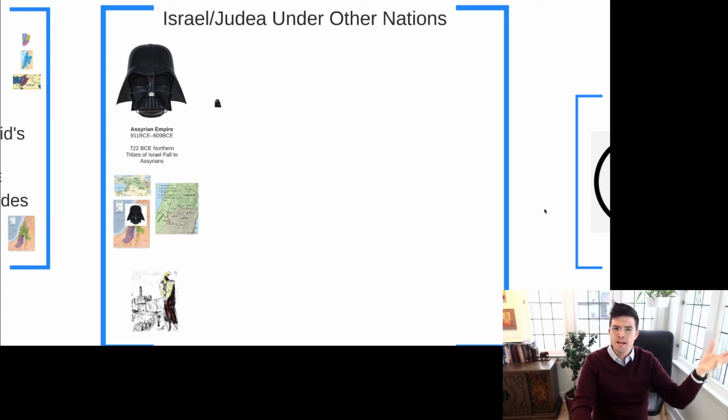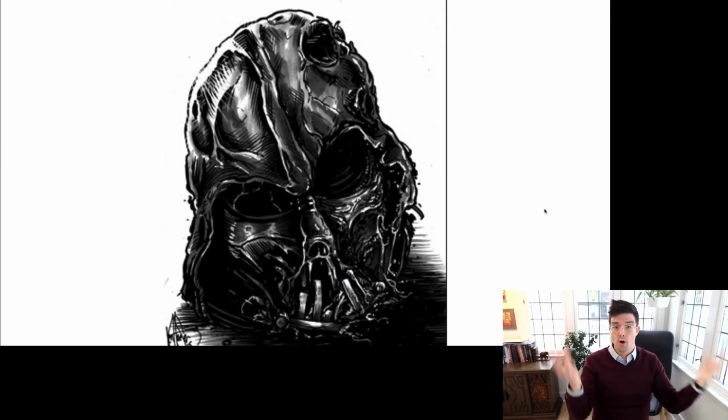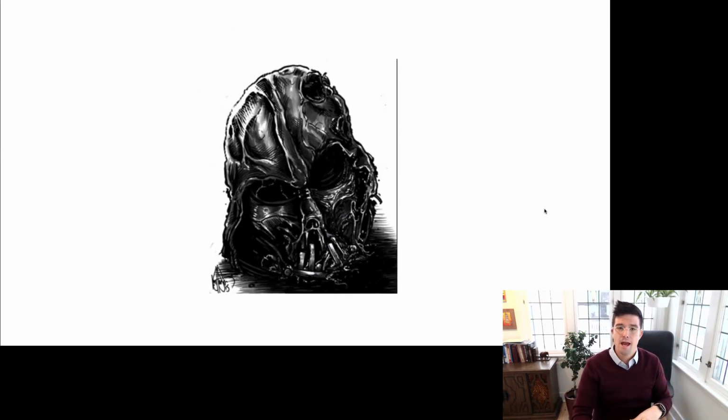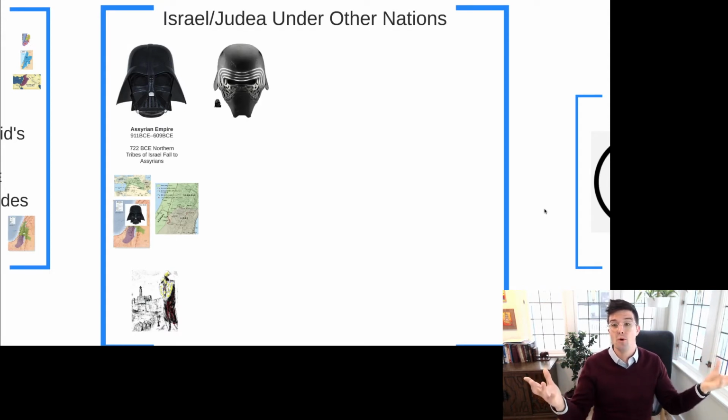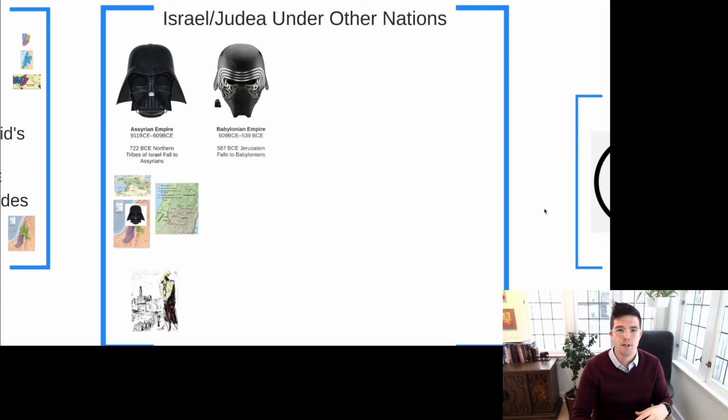And eventually, the Assyrian Empire is going to fall and crumble. And out of the ashes of this Assyrian Empire, a new order is going to arise. And this is the Babylonian Empire. And the important date that you probably are well aware of is 587 or 586 BCE, when Jerusalem does in fact fall to a new empire.